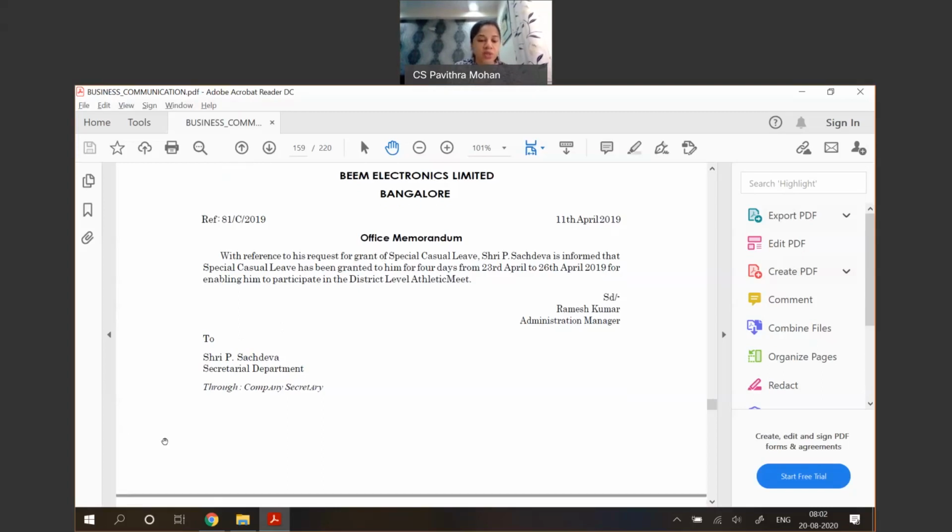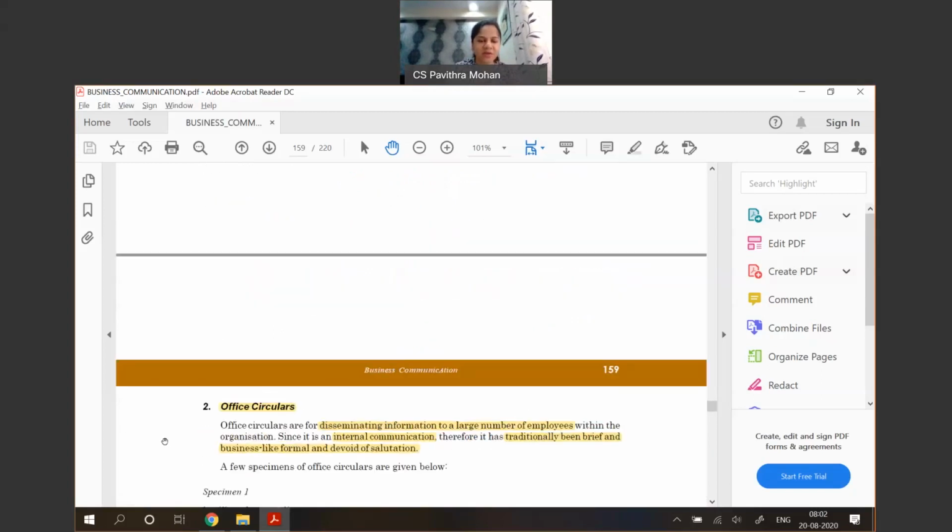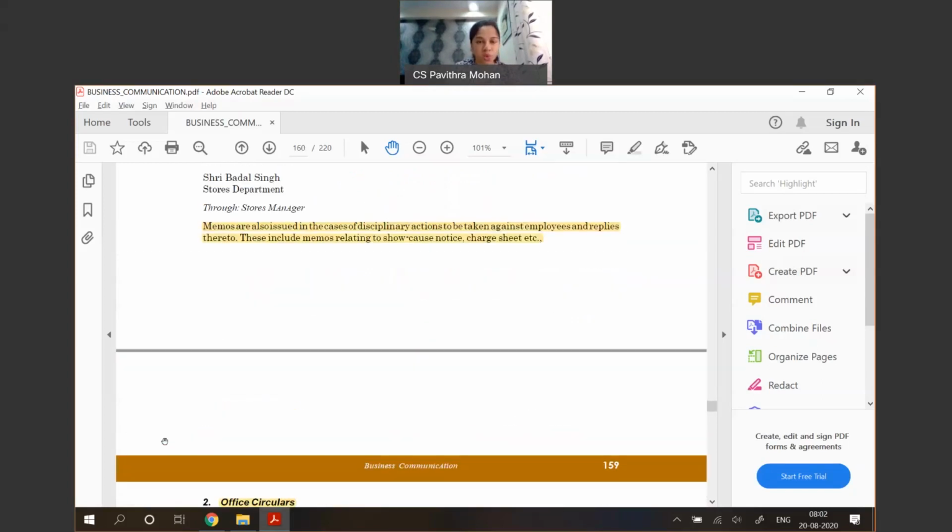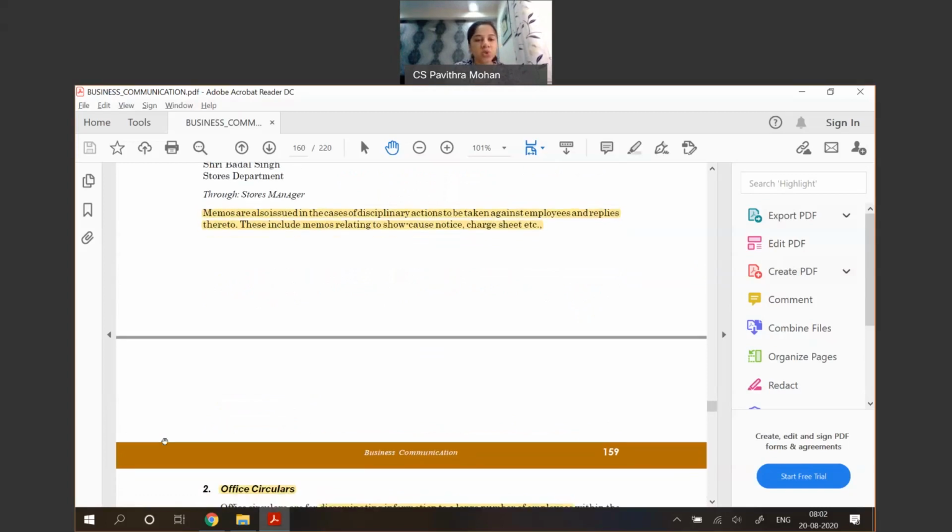Fine. So the next one, what we are going to see, they have given three examples. You can go through them for your understanding. Memorandums are also issued in the case of disciplinary actions being taken against employees, and replies thereto. These include memos relating to show cause notice, charge sheet, etc.